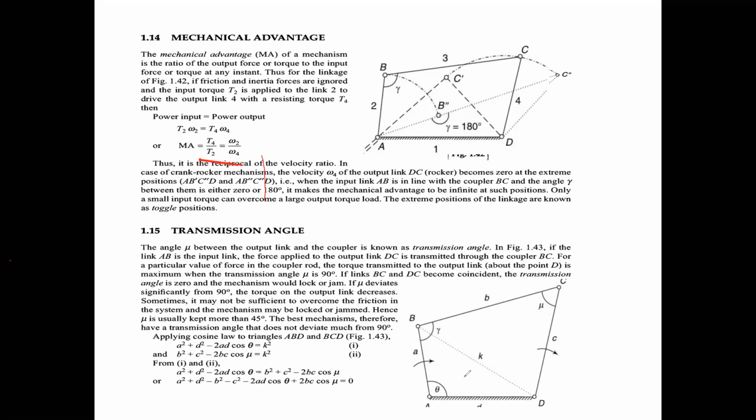Just observe what the output link is here in our 4-bar cyclic chain. CD is the output link, and BC is acting as the coupler. The angle between the output link and the coupler is known as the transmission angle. This is represented with mu.